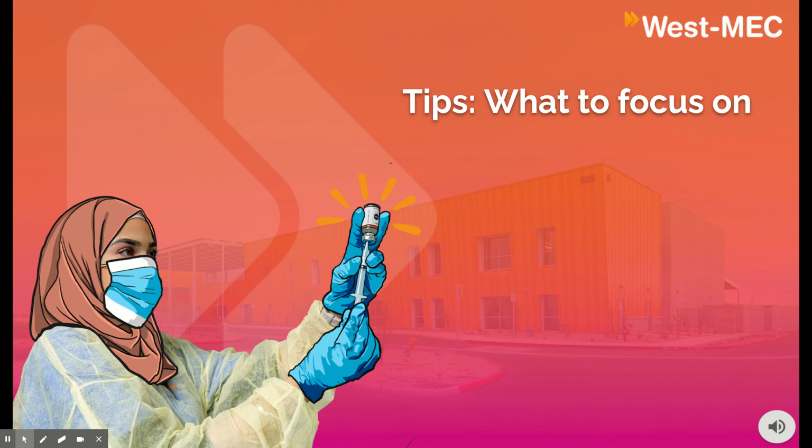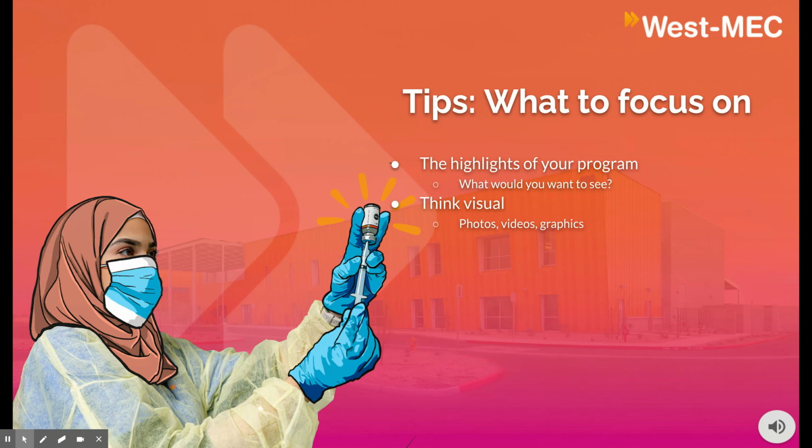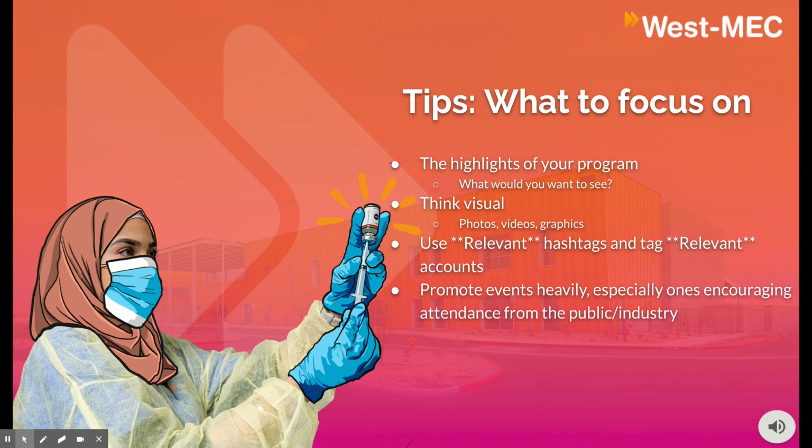Here are a few things to focus on when you're posting. Highlight your program. What would you want to see from a page like yours if you were a viewer? Think visual. Take plenty of acceptable photos and videos, as that can drive engagement. Use relevant hashtags and tag relevant accounts when it's helpful or necessary. Don't overload your page with them, though, and avoid tags or hashtags that do not serve your CTSO's purpose. Promote your events. During the pandemic, there are fewer in-person events, but in other times, you can use your page to drive attendance.